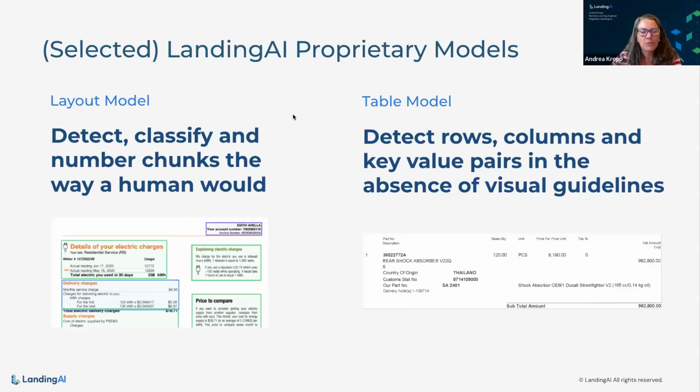So these are foundational models that are proprietary to LandingAI. The layout model first is going to detect, classify, and number the chunks in a document in the way that a human would. So here's the top of an electric bill. The purple here is saying this is something that appears in the margin. Green is a text block, blue is a table block. And so first we're identifying each one of these chunks.